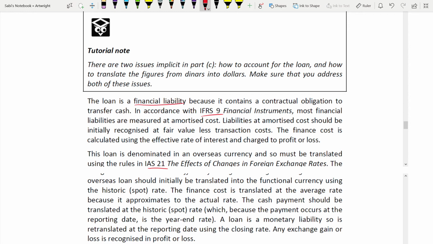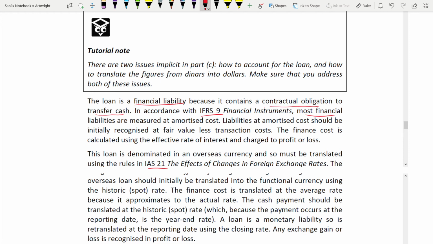Why? Because you have an obligation to pay cash. That's why it is a financial liability, because it contains a contractual obligation to transfer cash. You see, just saying financial liability is not enough. You have to give reasons. The reason is you have an obligation to transfer cash. So in accordance with IFRS 9, what does it say?